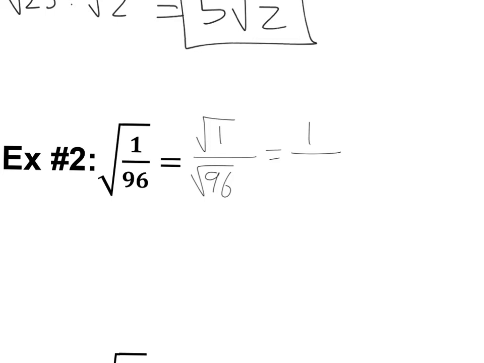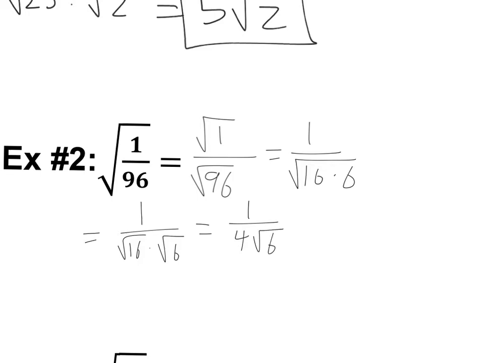And it might take you a little bit to see it, but that's all right. I think that I can pull a 16 out of 96. In fact, 16 times 6 is 96, and so I could write this as 1 over the square root of 16 times the square root of 6, which is 1 over 4 square root 6.